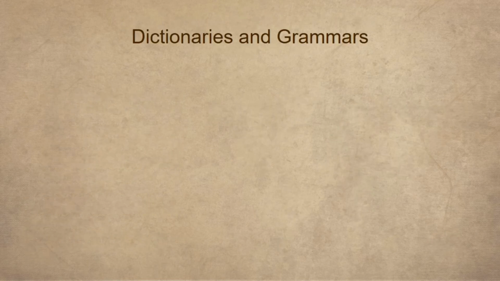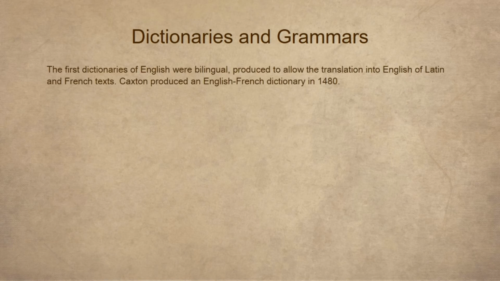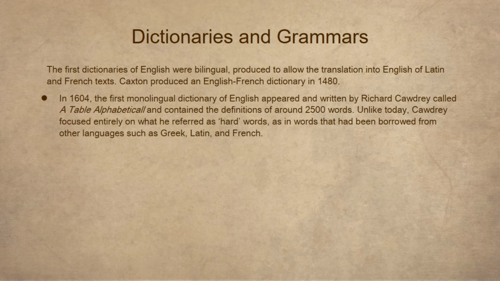The first dictionaries of English were bilingual, produced to allow the translation into English of Latin and French texts. Caxton produced an English-French dictionary in 1480. In 1604, the first monolingual dictionary of English appeared, written by Robert Cawdrey, called A Table Alphabetical, and contained the definitions of around 2,500 words. Unlike today, Cawdrey focused entirely on what he referred to as hard words, as in words that had been borrowed from other languages such as Greek, Latin, and French.